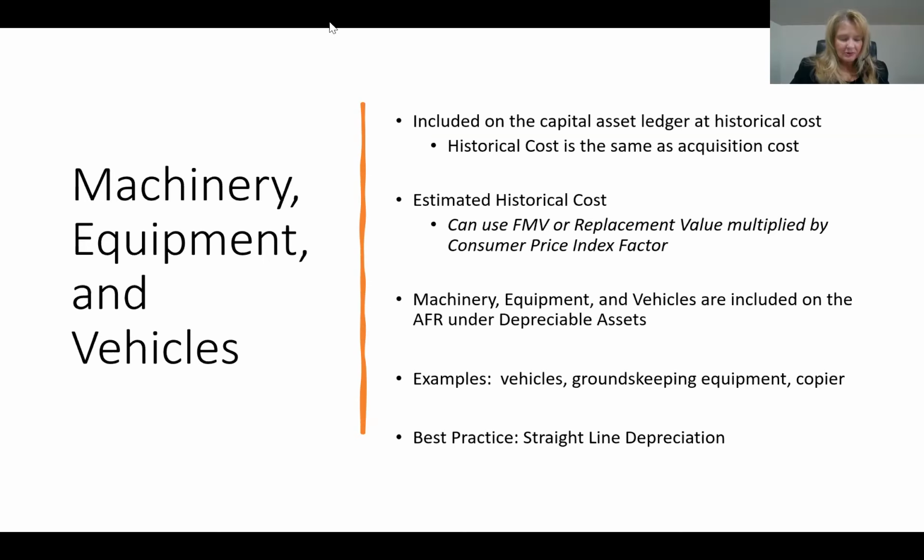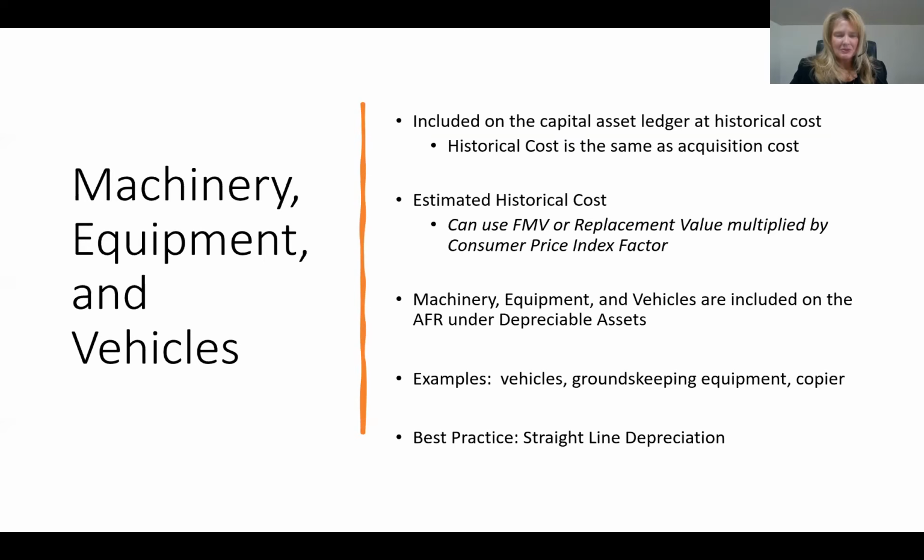Okay, so we'll go on with machinery, equipment, and vehicles, and this works a lot like the other categories that we just talked about. Still included on your capital asset ledger at cost. Again, that would exceed the threshold. You can estimate that historical cost if you need to. And examples of this are vehicles, like maybe you have a bookmobile, groundskeeping equipment, like maybe a tractor, or an expensive copier that exceeds the threshold that the library owns.